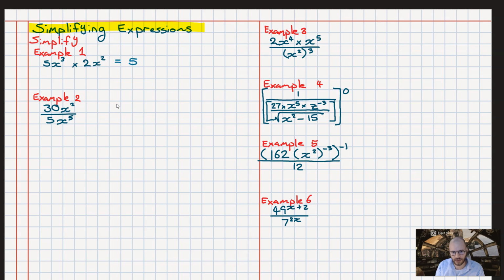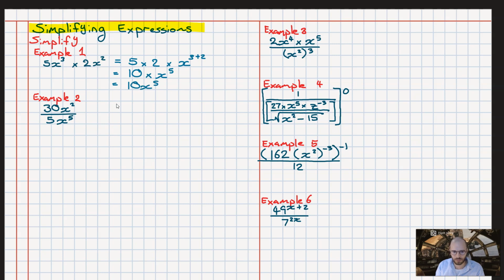So first things first, we'll deal with these coefficients. So we'll get the 5 and the 2. They can just multiply together. But the x's, that's going to become x, then 3 plus 2, like so. Now the coefficients will simplify down to 10. That's a nice easy one. And then we've got this factor of x with the 3 plus 2. That will simplify to 5. And finally, that will become 10x to the power of 5.